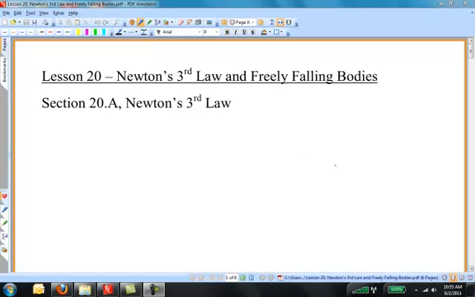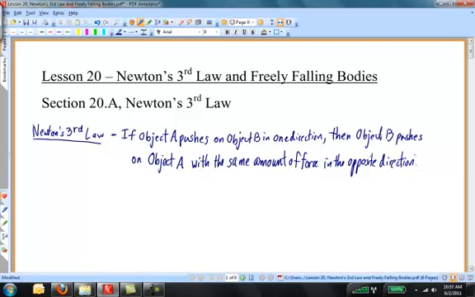A popular statement of Newton's third law is this: for every action, there's an opposite and equal reaction. But I don't think that's a very useful way of stating the third law. I like another way better. If object A pushes on object B in one direction, then object B pushes on object A with the same amount of force in the opposite direction. These forces are simultaneous. There's no delay between when one force begins and the other force. These are acting at the same time.